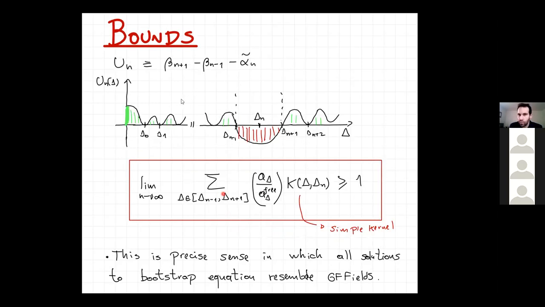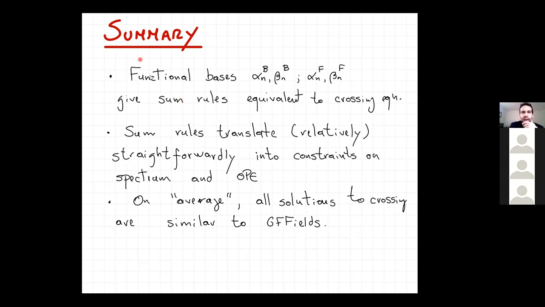Okay, so maybe let's do a quick summary and then let's take a 5 minute break. So I've shown you that there are what I would call functional bases. There are two bases, a bosonic one and a fermionic one. I call them bases because the sum rules associated to these functionals are completely equivalent to the crossing equation. So they are bases because they are complete in some sense, right? They completely capture the constraints of the crossing equation. Using these bases, they translate into sum rules. And these sum rules, you see quite straightforwardly, you just need to do some plots. They translate into constraints on the spectrum and the OP of CFT. And these constraints can be optimal. So they are very strong. Not only are they easy to derive, but they are super strong, they're optimal in many cases. And we've shown that on average, what these functionals tell us is that all solutions to crossing are similar to generalized free fields.